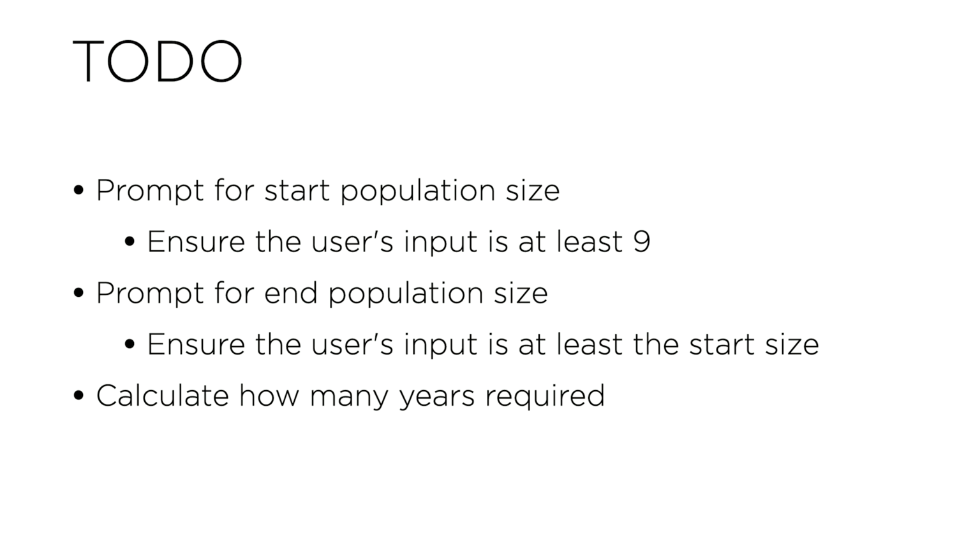Finally, after you've made that calculation, you'll print the number of years required, printing years, colon, and then the number of years that would be required to bring the population up to that ending population size.